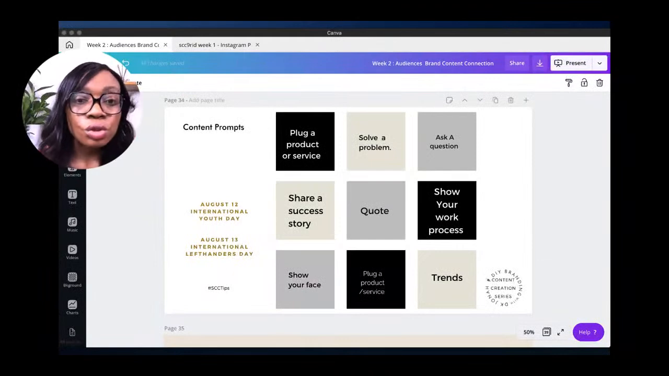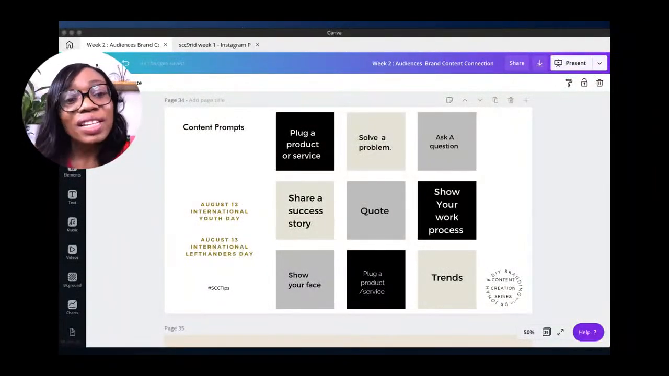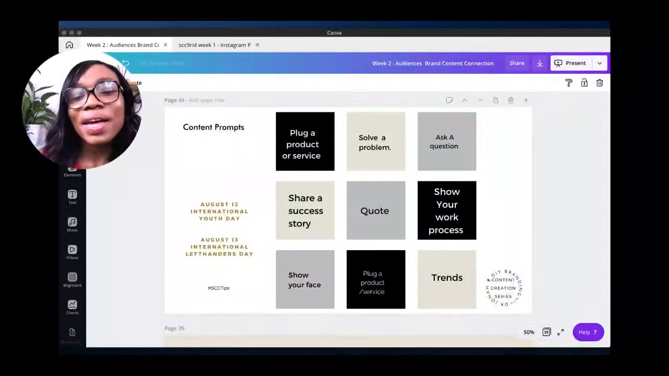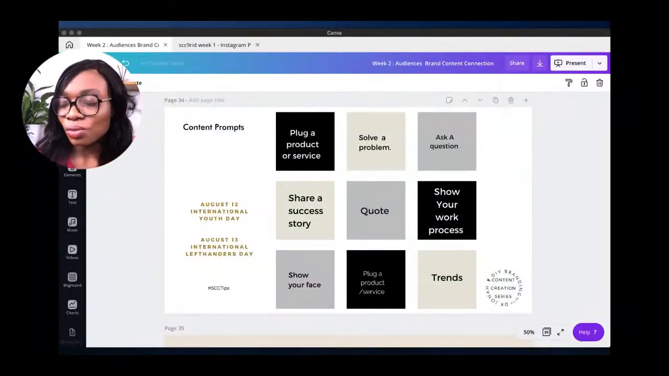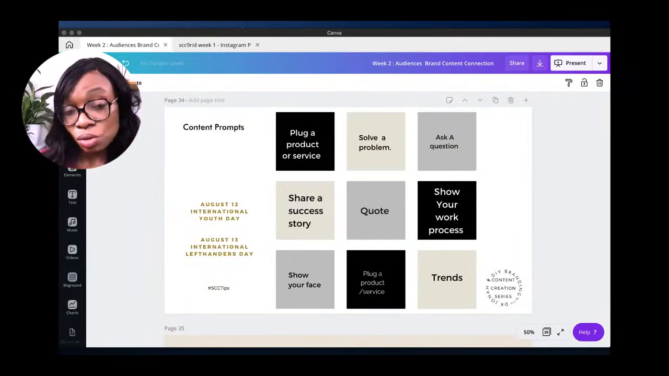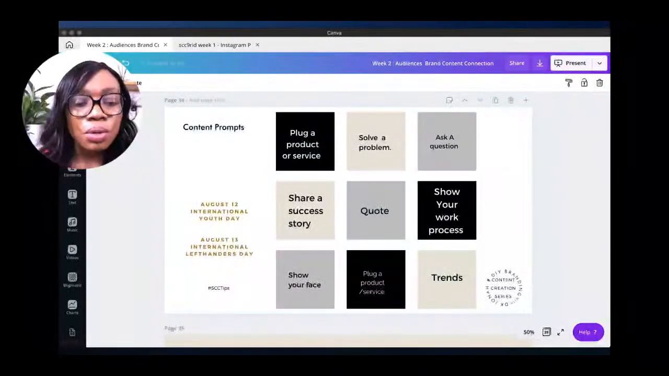You can also show your work process. I want everybody to show their face this week. Let's all show our faces this week. Let's stop hiding behind the camera and just using beautiful graphics. So you have an opportunity to show your face. You can plug a product or a service that you do again.